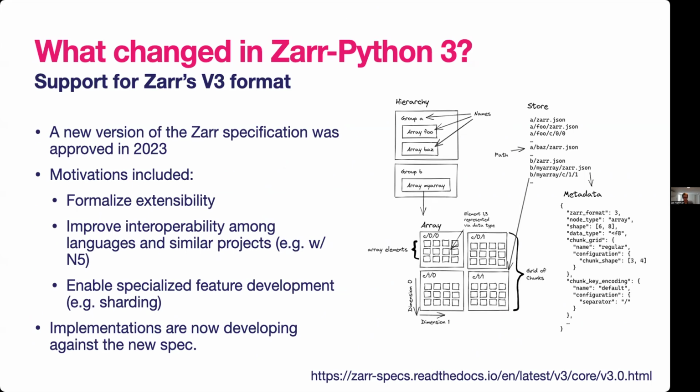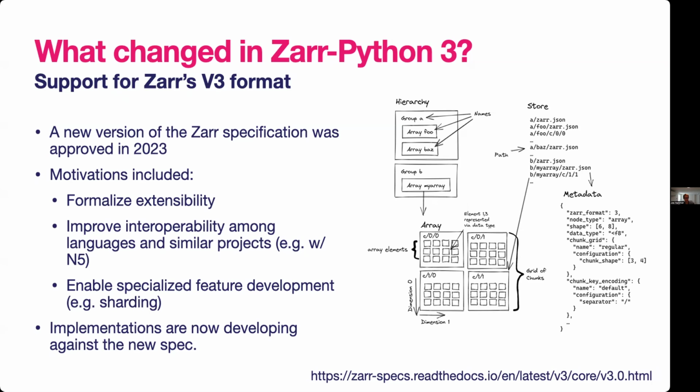We did not take the V2 code to start. We took another library that was called Zarrita at the time, and we copied it into the Zarr Python repository and built off of that, and brought it up to spec with the API that Zarr Python had previously used. But the library itself was basically completely rewritten.